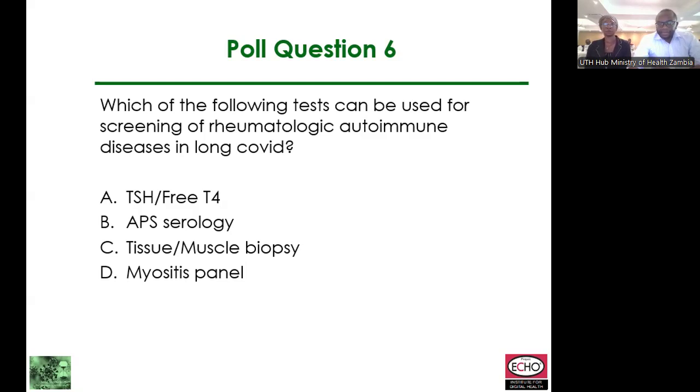We are at 50% of the community giving us a response to this question. And in the next 5 seconds, we shall be ending the poll. Okay, so feel free to pick your best answer. All right, so the answers are as follows. We have 75% of the respondents picking APS serology and 25% of the community picking a tissue or muscle biopsy. We move on quickly to our last poll, being the 7th poll.